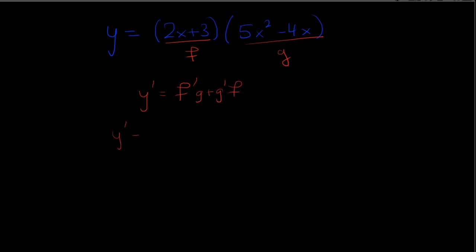The derivative of f is 2. We're going to leave g alone. We're going to take the derivative of g now, which will be 10x minus 4, and multiply with f, 2x plus 3. And that's the derivative.